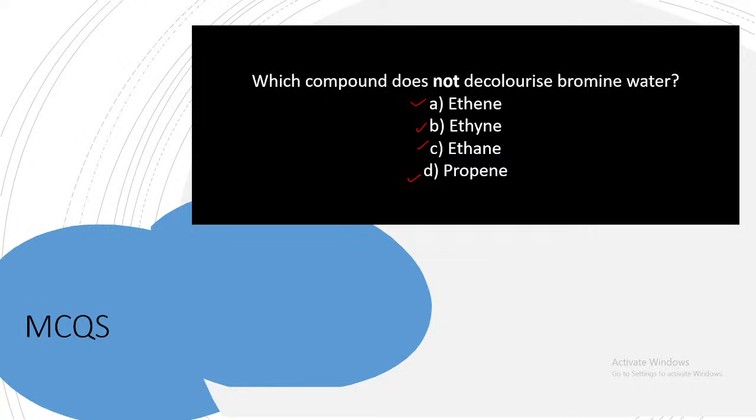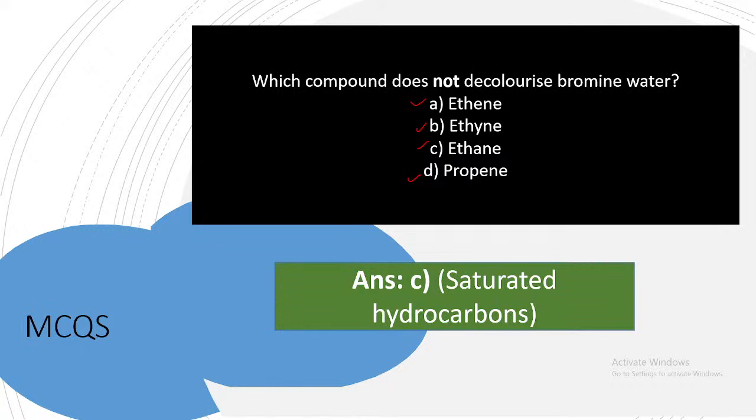Okay, we have D, we have C. Yes, so option is C. Okay, so that is not an alkene, it is an alkane. So alkanes are what? Saturated hydrocarbons. Saturated hydrocarbons will not decolorize bromine water. If it is unsaturated, whether it is alkene or alkyne, they will decolorize bromine water. Only saturated compounds will not decolorize bromine water.